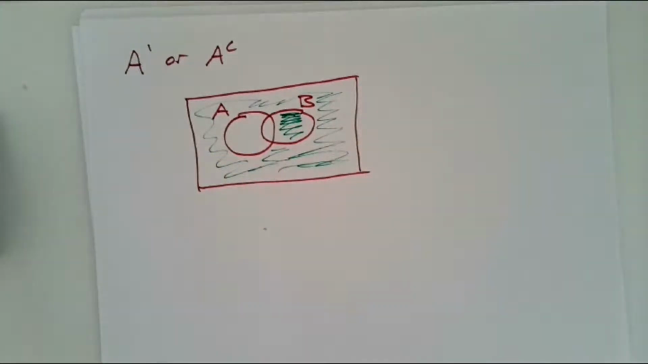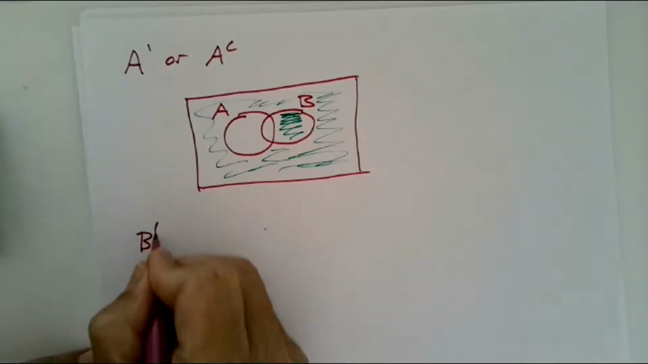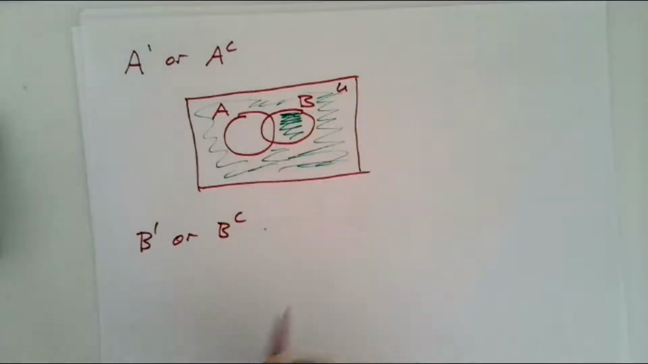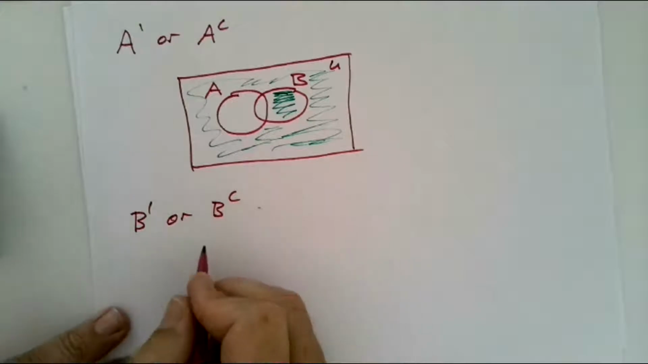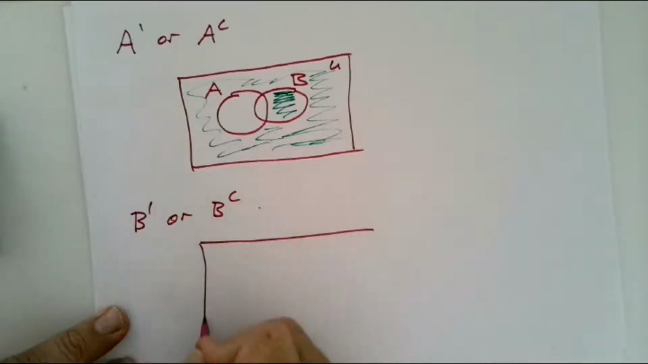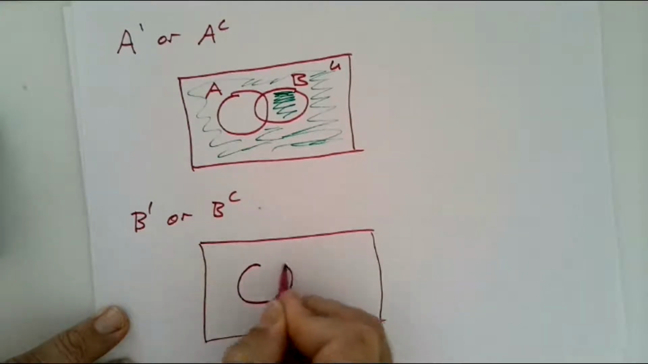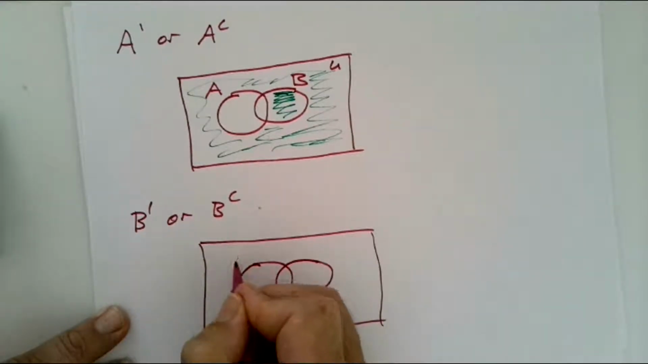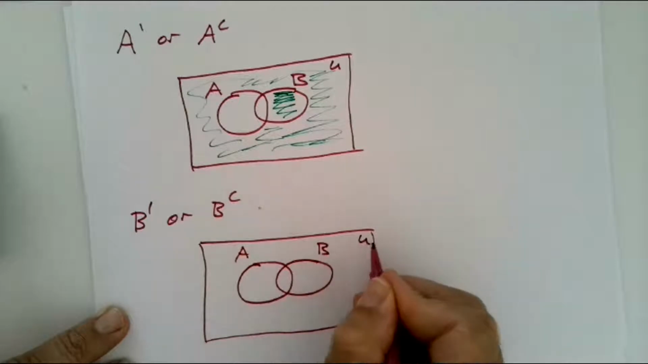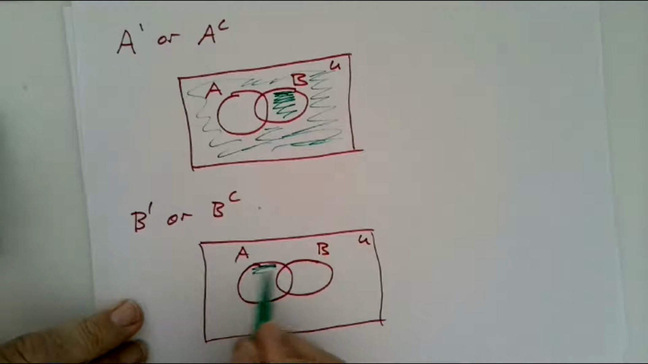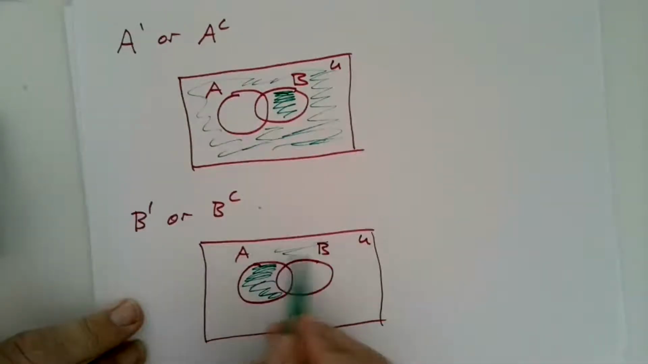So those would be the regions that are not in A, and similarly, if I wanted not in B, again, universal set, we draw our region. Here's A, here's B. Universal set. What's not in B? What's not in B? This portion and this portion.